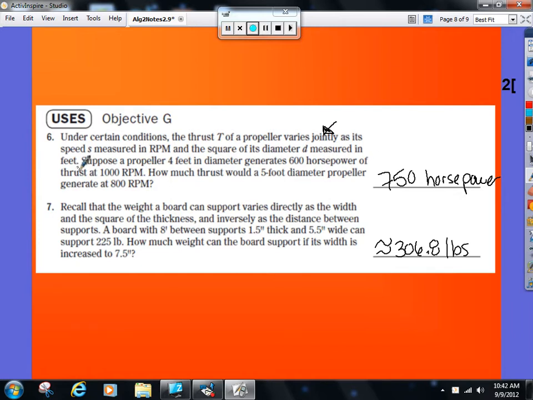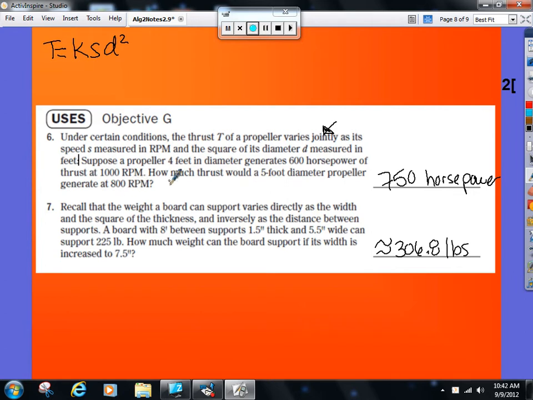I encourage you to do that also. So my equation is going to be T equals k times S times D squared. Jointly, so it's all direct: K, speed S, and diameter squared. I got all that from that first sentence right there. Now I'm going to jump in and look for the information that relates them all together. Suppose a propeller 4 feet in diameter generates 600 horsepower of thrust at 1000 RPM.